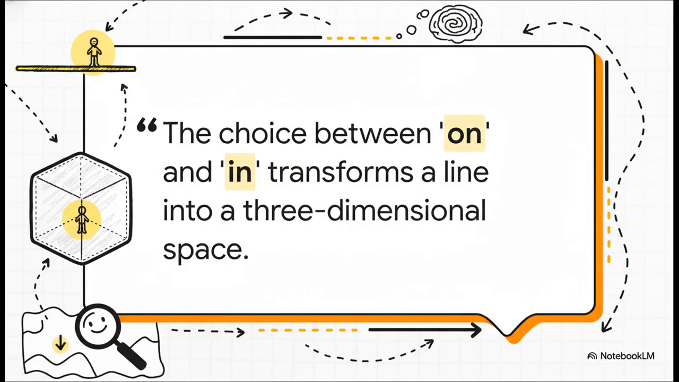And really, that's the true power of these tiny words. Just think about that idea for a second. The choice between on and in can transform a simple line into a three-dimensional space. It just goes to show you how language literally shapes our perception of the world. We really hope this dimensional model helps you navigate English prepositions with a whole lot more confidence.